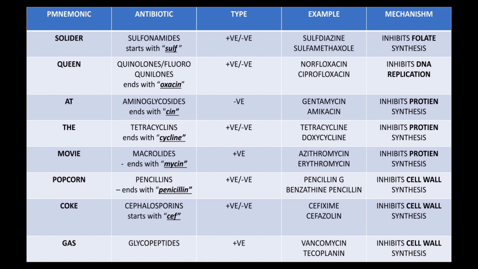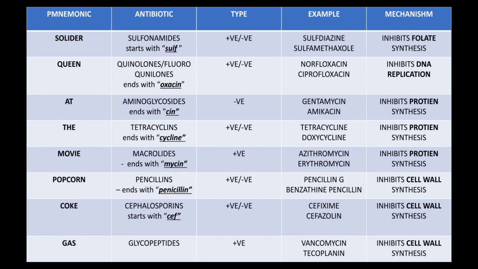Now, I previously said that the blue color words have a speciality. It should be applied in the table. All the words starting with blue color should be written on the left hand side of the table. You can read it in the mnemonic column: soldier, queen, at the movie, popcorn, coke, gas. These are applied because the starting letters of these words indicate the class of antibiotics. You can check it out.